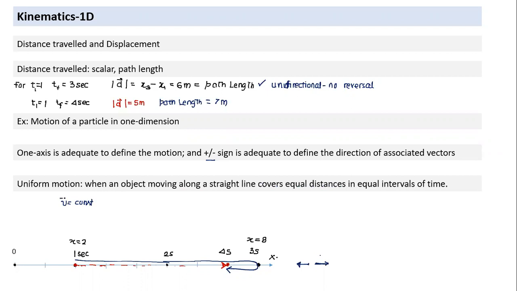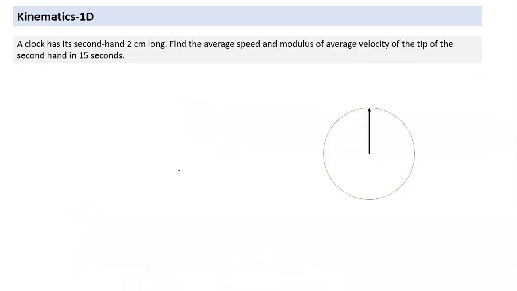So actually you should write V bar is constant. And in that case, another way to define it is that it will cover equal distance in equal time intervals. And since velocity is constant, velocity is not changing, it means a is equal to 0. Acceleration is 0. That's uniform motion. So let's look at some cases of uniform motion in one-dimensional motion.